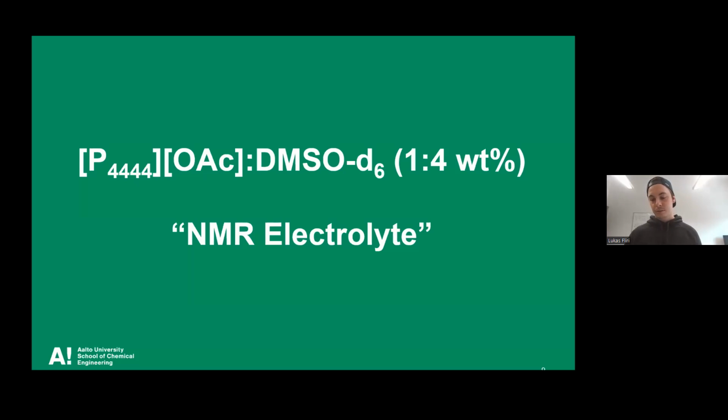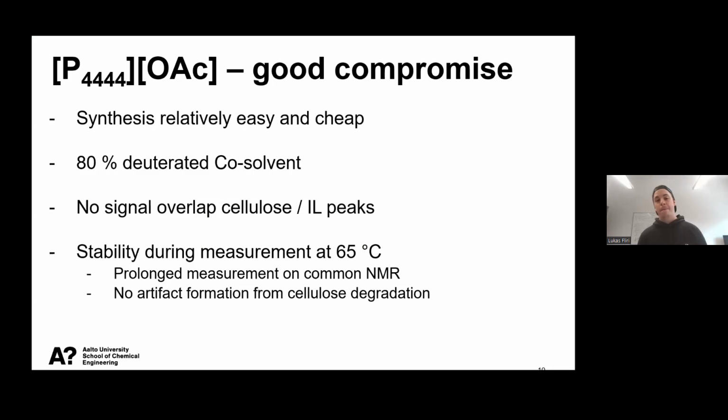What makes this a good choice in general for solution state NMR applications for cellulosic materials? So it should be mentioned that there are other solution state NMR protocols available. The most prominent, I would say, is the indirect approach of acetylation of the cellulosic materials and then dissolving it in standard deuterated solvents. There are also some reports on protocols using imidazolium ionic liquids. However, they are not that suitable for NMR applications.